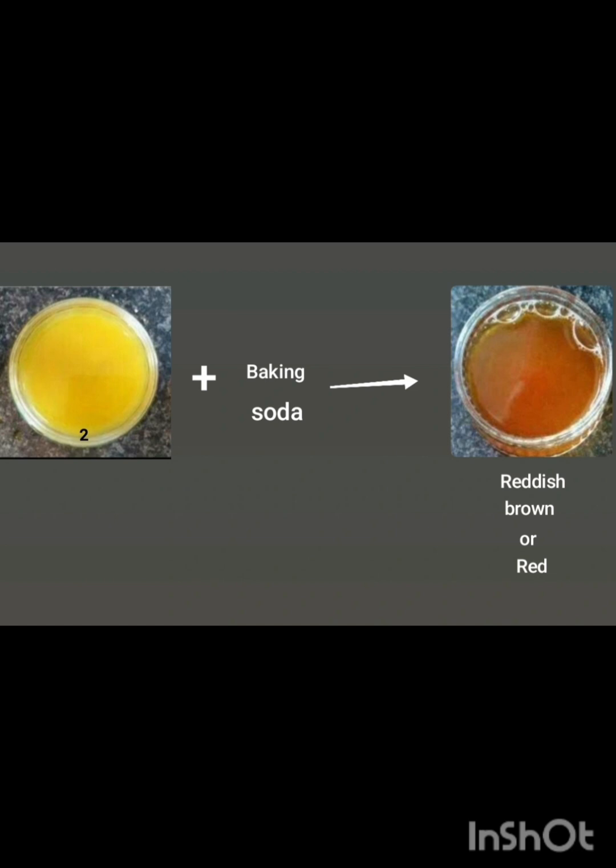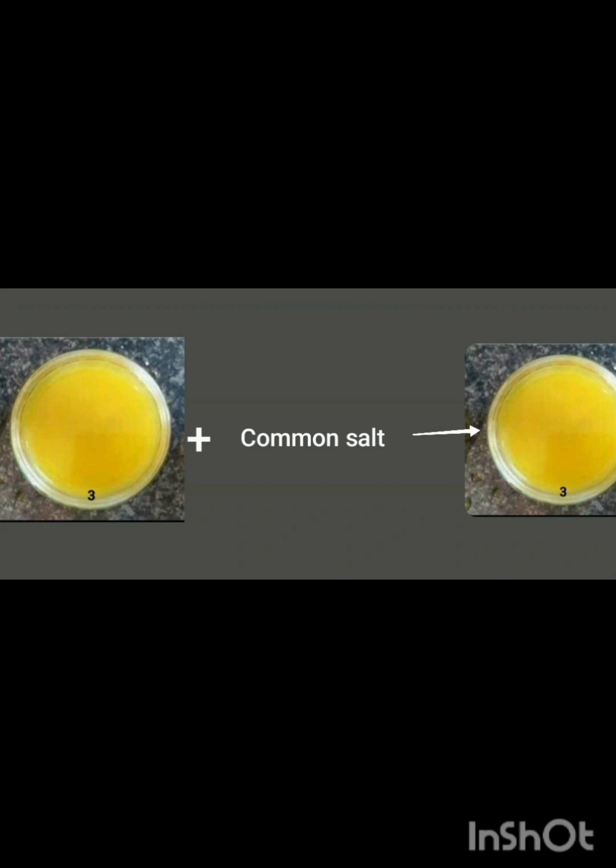we add baking soda solution. When baking soda solution is added to a turmeric solution, the turmeric color will change to red due to the basic nature of baking soda reacting with the curcumin in turmeric. Okay? Now we add common salt solution in the third bowl and see that there is no change in the turmeric solution, its color does not change. Why? Because salt solution, salt water, is a neutral solution. So, the turmeric will remain yellow.